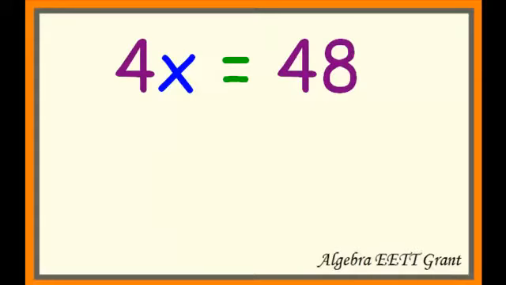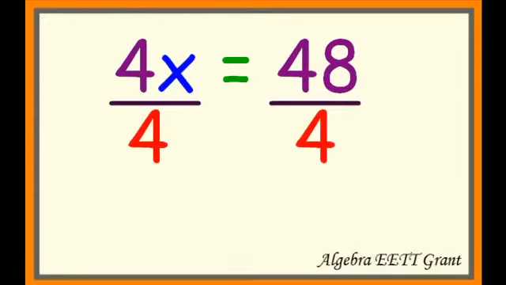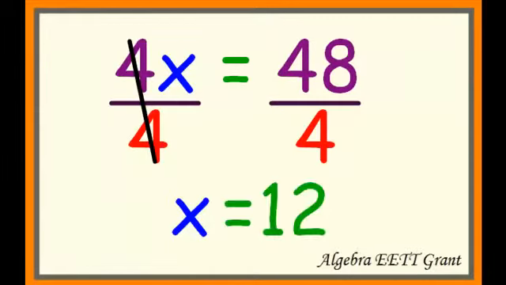On this example, instead of having a number added to x, now it's multiplied. How do you get rid of something that's multiplied by x? Well, to divide it off, what we do is its opposite, and the opposite of multiplying is dividing. So we're going to divide both sides by 4. Now on the left side, the 4's cancel off. And you're going to get x equals, and 48 divided by 4 is 12. So now we know the value of x in this equation is 12.